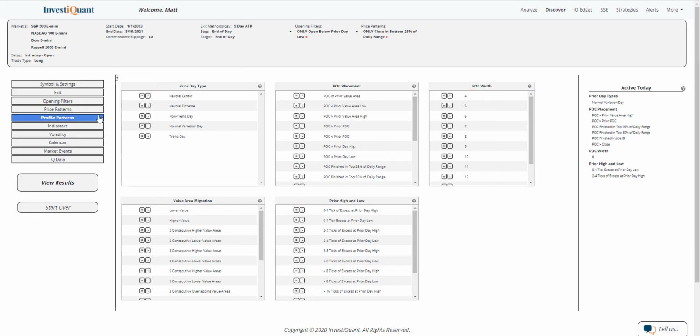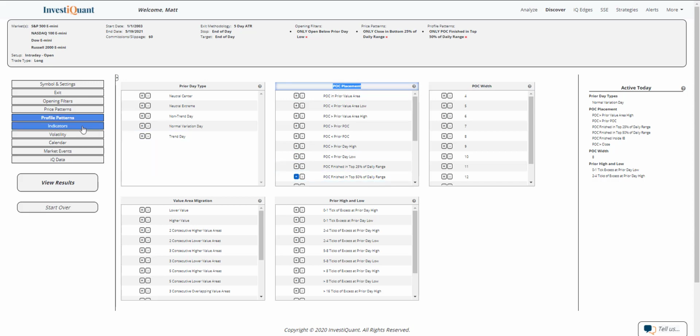Next, I'm going to go into the market profile patterns, and I'm going to say that the point of control was in the top half of the intraday range. That's from the POC placement category within the market profile patterns library. And I can hit equals next to POC finished in the top 25% of the intraday range.